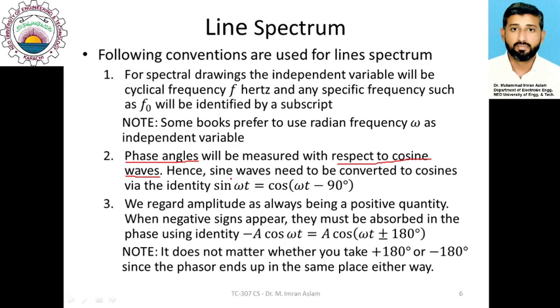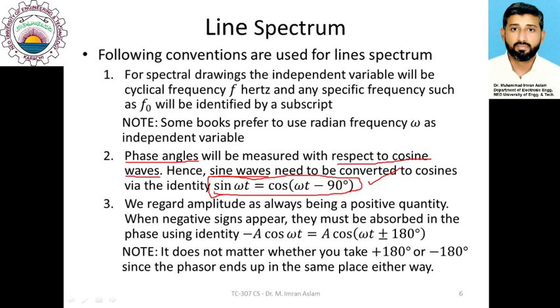So if in a certain case we have a sine wave, we need to convert that sine wave into a cosine wave. And you may recall a simple mathematical relation from trigonometry, that sine theta is equal to cos of theta minus 90 degrees. So if we have sine omega t, we can convert it into cosine by using this standard identity from trigonometry.